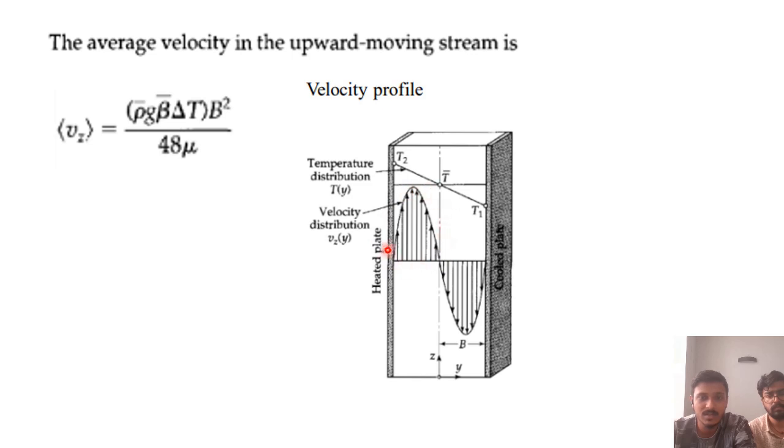If we calculate in this positive region, the average velocity comes out to be rho bar g beta bar delta t b square by 48 mu. So this will be the average velocity for this, and similarly for the negative direction the magnitude will be the same, with a minus vz, the average velocity in the negative direction.